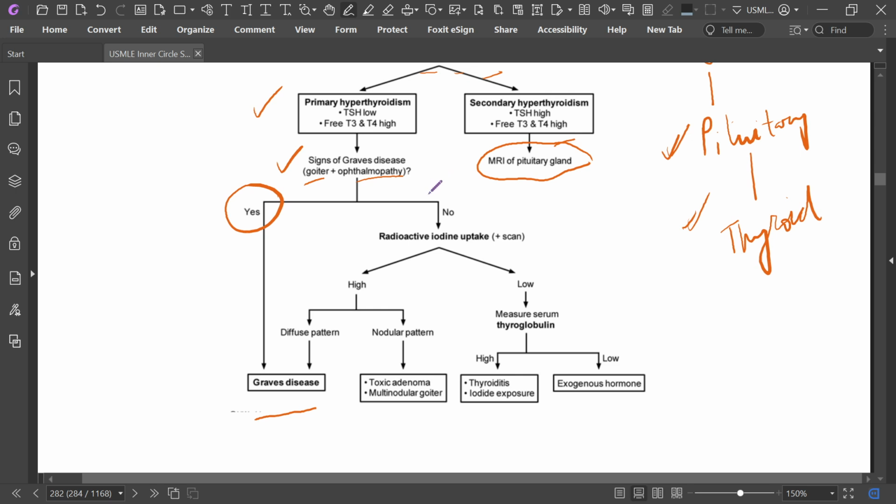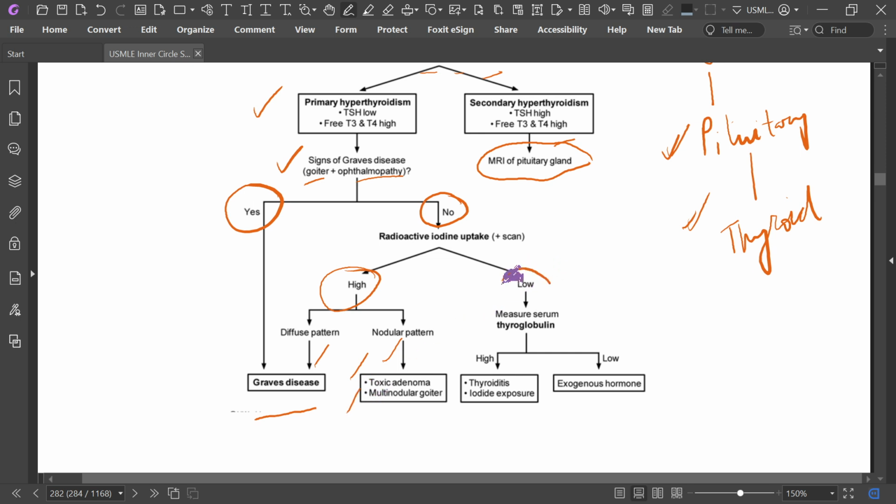If no signs of Graves' disease, then you should do either radioactive iodine uptake with scan or ultrasound scan. If radioactive iodine uptake is high and it is a diffuse pattern, think about Graves. If it is a nodular pattern, think about either toxic adenoma or multinodular goiter.